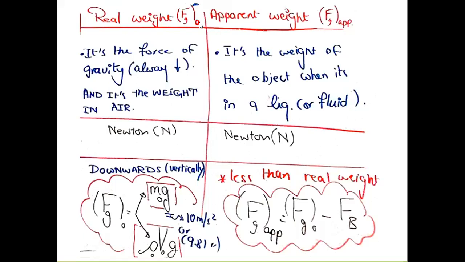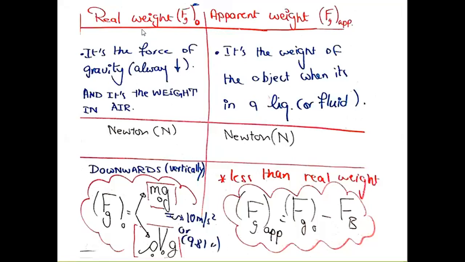But till now we didn't use it. Forget it, but I tell you why we use the symbol FGO. O means object, the weight of the object. In the apparent weight, we'll give it the symbol FGAPP. And this is always of the object, no apparent weight for anything other than the object.